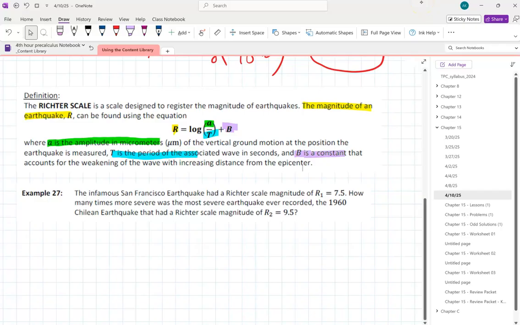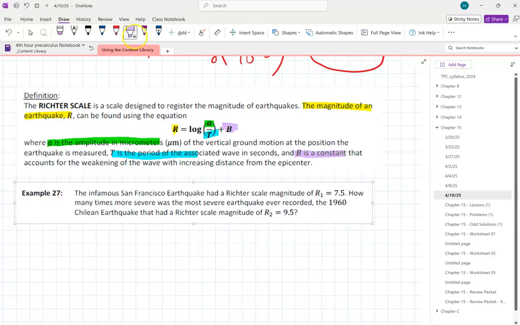All right. Our example says the infamous San Francisco earthquake had a Richter scale magnitude of 7.5. How many times more severe was the most severe earthquake ever recorded, the 1960 Chilean earthquake that had a Richter scale magnitude of 9.5?